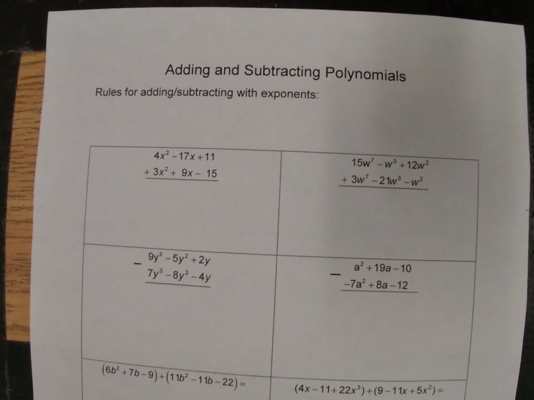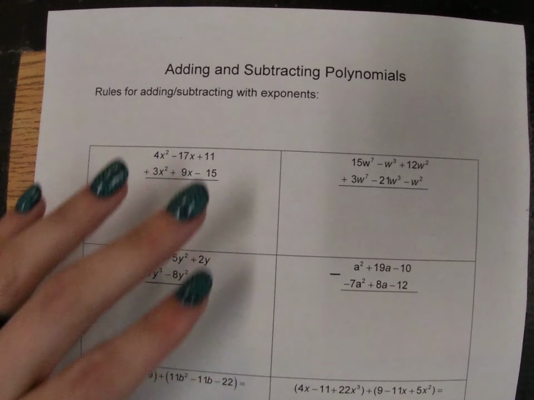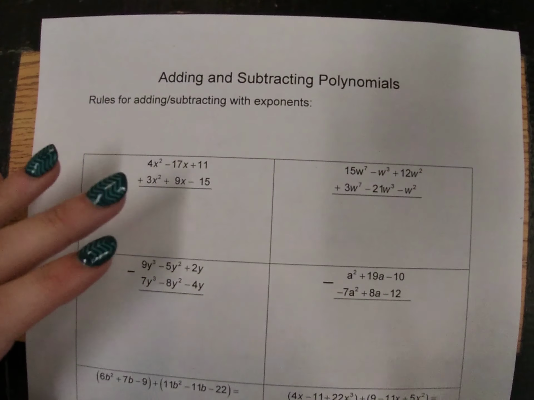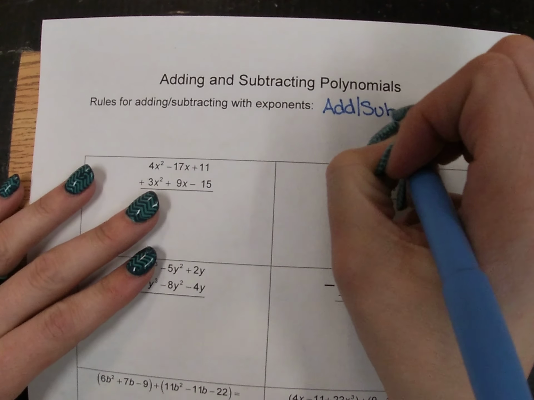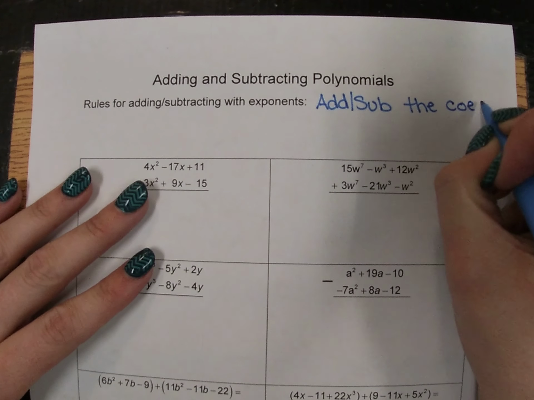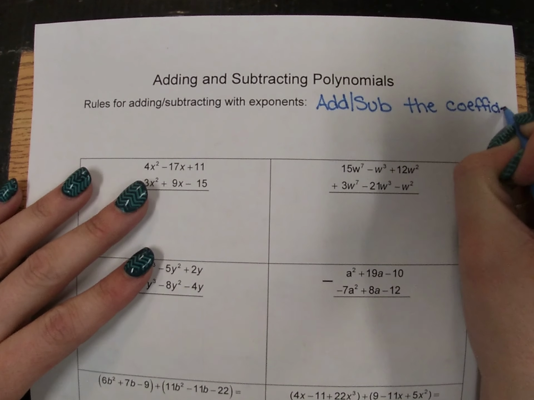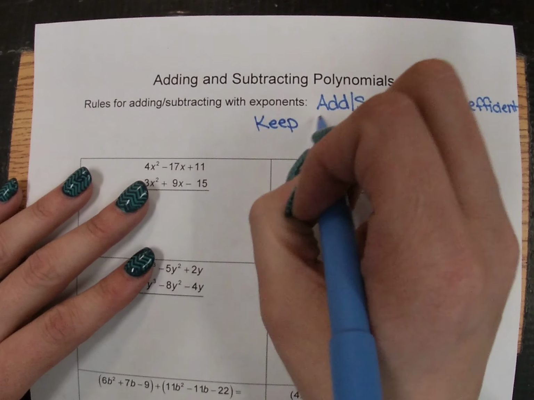The first thing we need to remember is what our rule says when we're adding and subtracting with exponents. Our rule tells us that we are going to add or subtract, depending on the sign, the coefficient, the big number in front, and then we are going to keep the exponent the same.